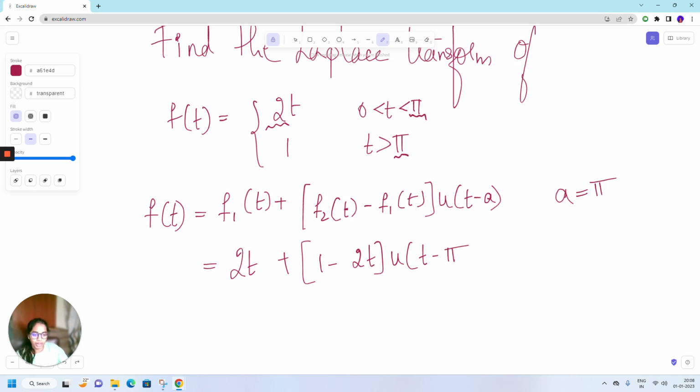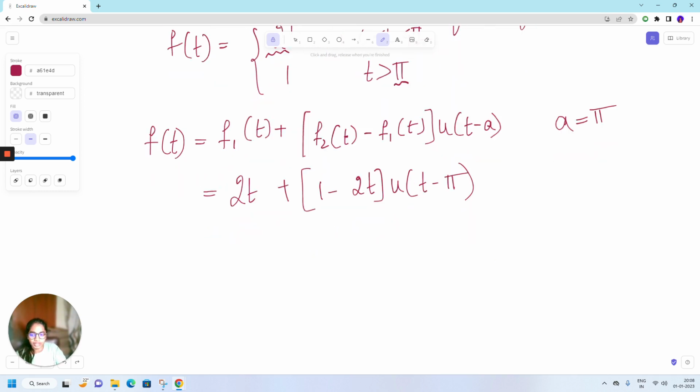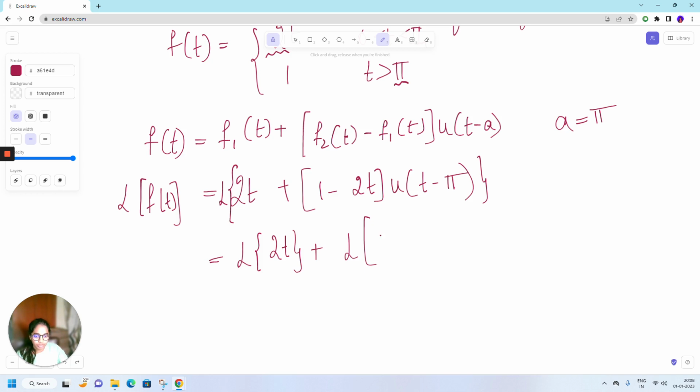So we now know what f of t is. What is the next step? I would have to find Laplace of f of t, that is, Laplace of this whole function. Can I write this as Laplace of 2t plus Laplace of 1 minus 2t into u of t minus pi?